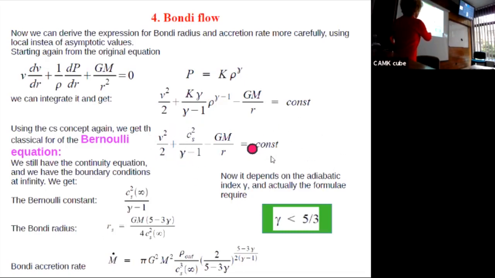This gamma is present everywhere, and the constant value can be estimated asymptotically, because asymptotically this is zero, this is zero, and you have only the temperature or the sound speed asymptotically. So you have the Bernoulli constant in this way, and then you can calculate the boundary radius, and you can calculate the boundary accretion rate much more carefully. And this is where you see the problem. Because for the perfect flow, it's monoatomic gas. This gamma, I told you, is exactly 5/3. So if you put here gamma equal 5/3, you will get 0 here.